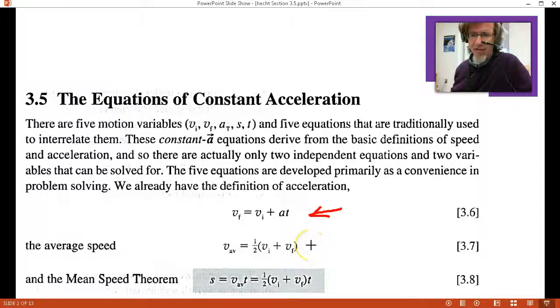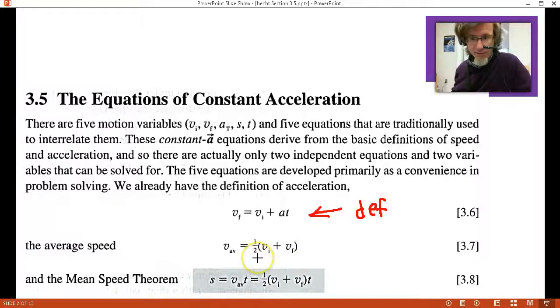It's basically the definition of acceleration. Remember, this is the final velocity, and this is the initial velocity. If you subtract the initial velocity from the final velocity and divide by time, you have acceleration. So I call this the definition of acceleration. Def, we'll call it.